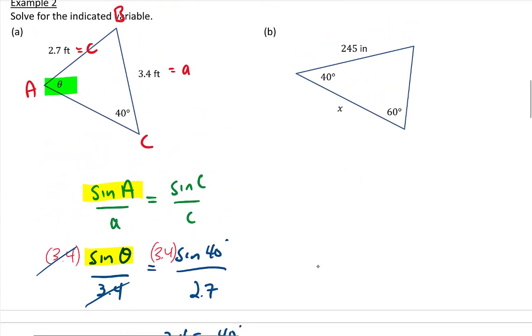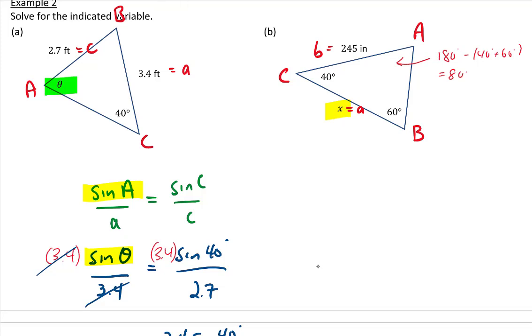And in the second one, let's label this one again. Let's say this is A, this is B, this is C. We are looking for side X. We'll need to find this third angle, which if you use the 180 rule, 180 minus 40 plus 60, we get that angle A is equal to 80 degrees. So X is side A and B is 245.